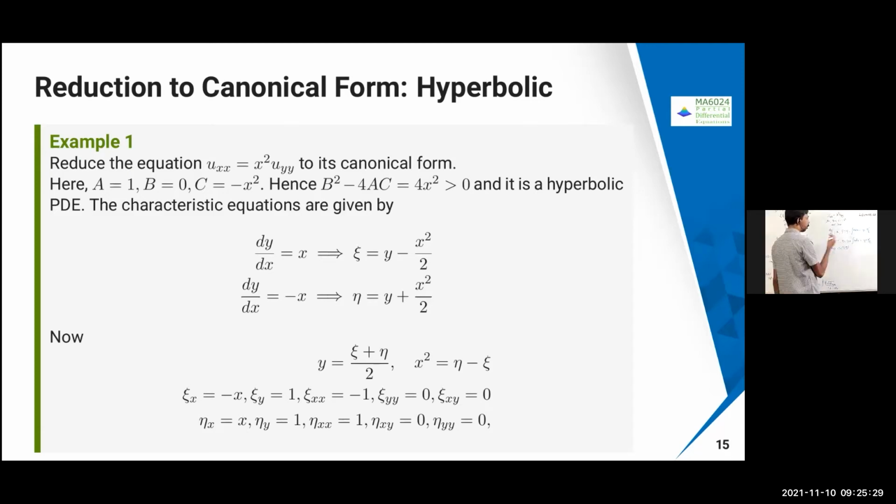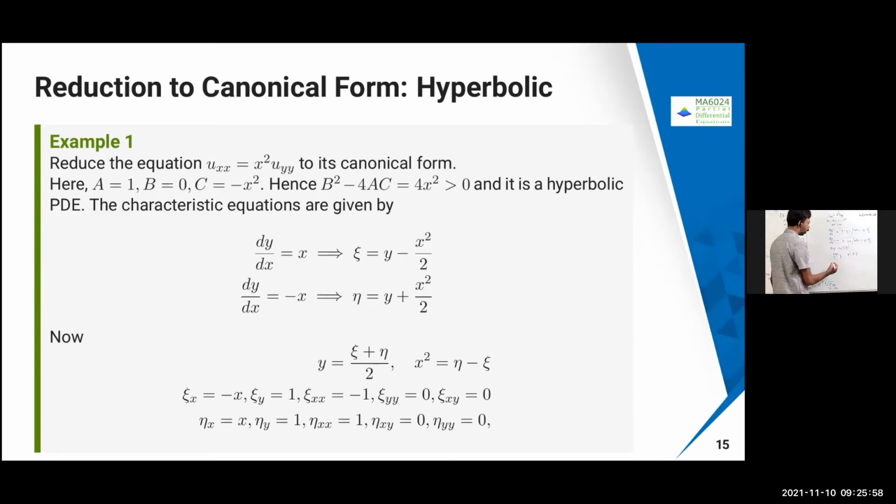So if I add these together, we are going to get chi plus eta equal to 2y, so chi plus eta by 2 is going to become y. Similarly, if I subtract, this minus this, you are going to get x square equal to eta minus chi.